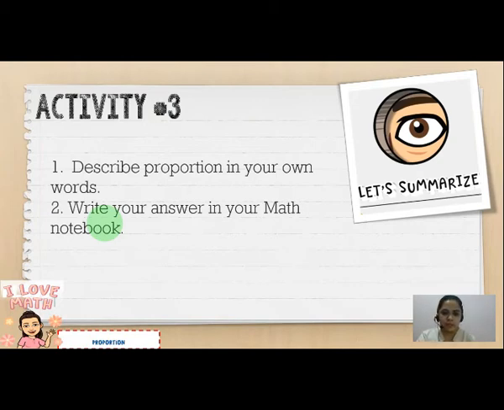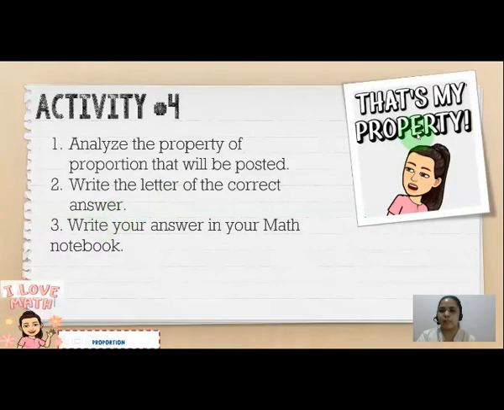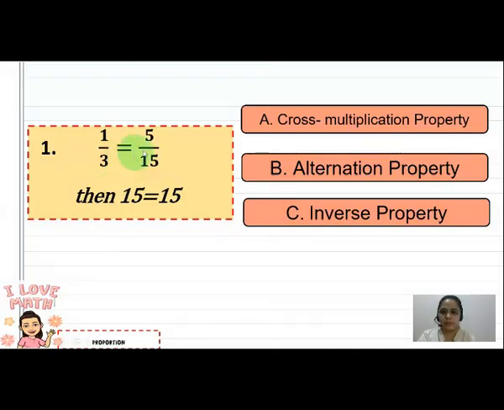Then for activity number 4, let's have That's My Property. Analyze the property of proportion that will be posted. Write the letter of the correct answer and write your answer in your math notebook. Let's have number 1. 1/3 is equal to 5 over 15. Then, 15 equals 15. A. Cross multiplication property. B. Alternation property. Or C. Inverse property. So, ano ba property yan?